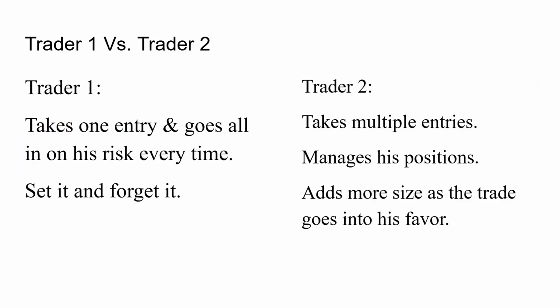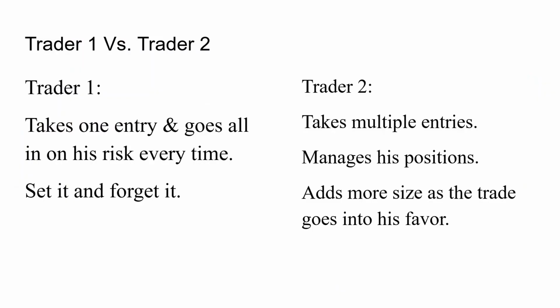So we have two traders, trader one and trader two. So trader one, he trades very simply. He takes one entry and he goes all in on his risk every single time. Now, when I say all in, I'm not saying he's risking his whole account. I'm saying that if he wants to risk 50 bucks, he's going to set his risk and his position size so that it's 50 bucks and that's it. And he has a 1 to 3 risk to reward ratio. So he's risking 50 bucks to make 150 bucks and that's it.